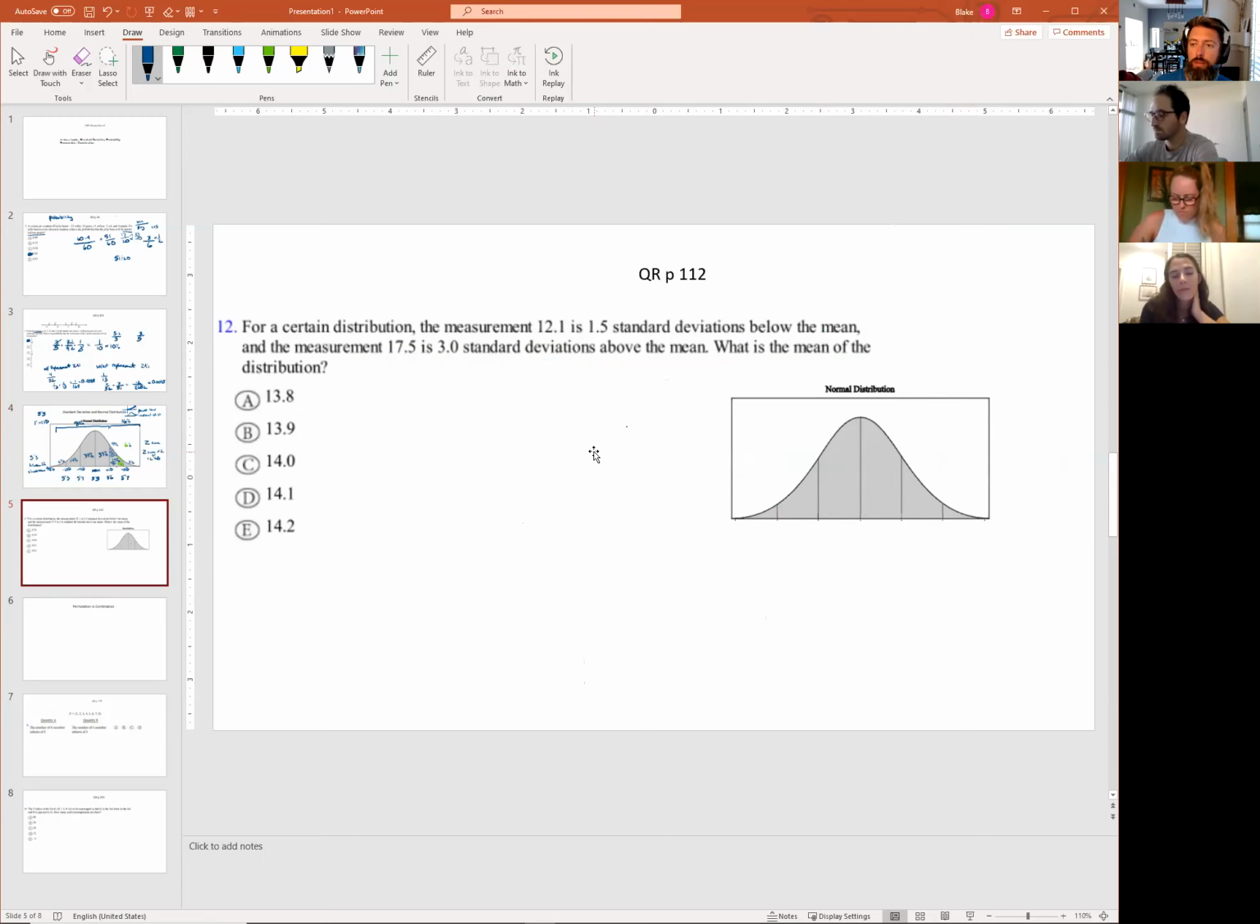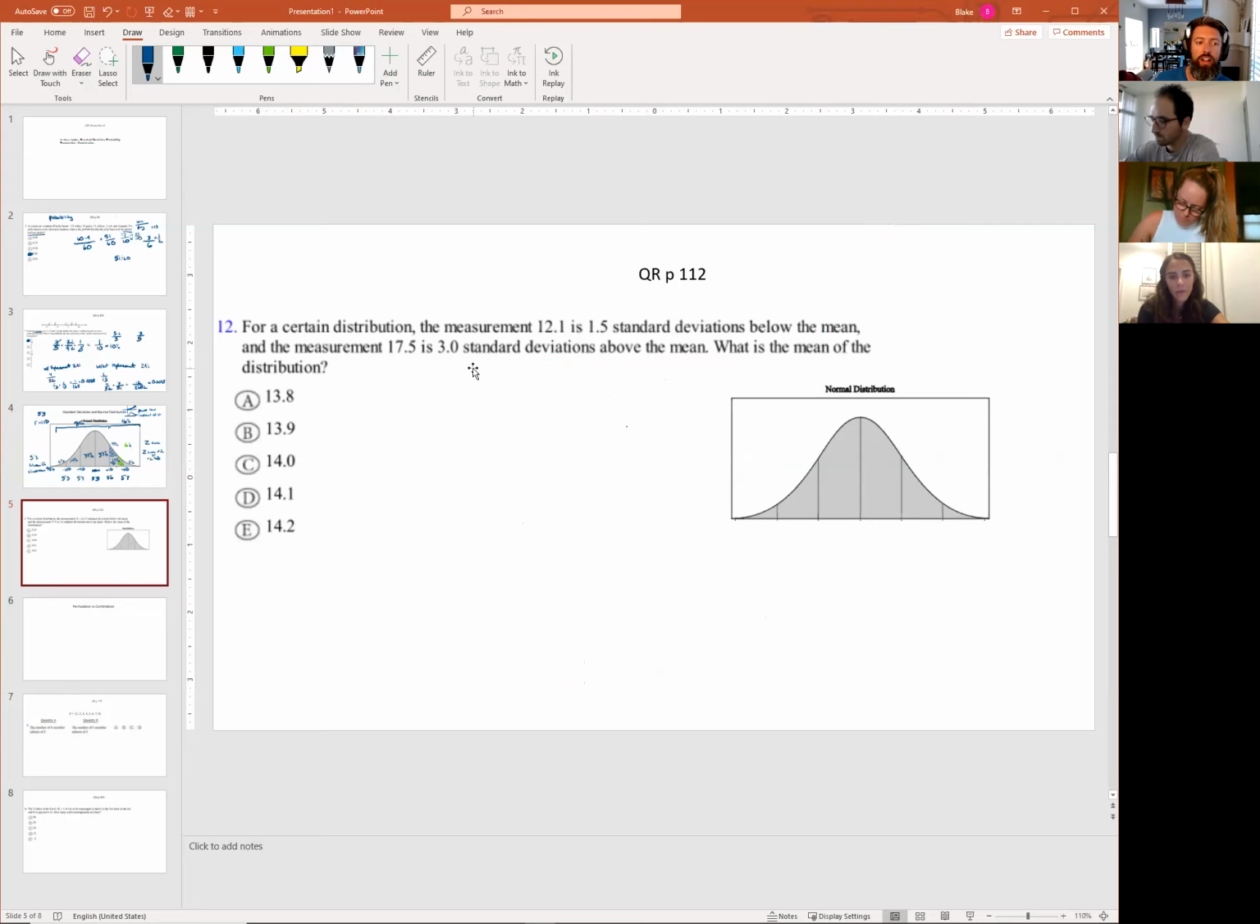Sometimes you'll get answer choices that are really close together like this, and then you really want to be precise. But I want you guys to get some practice using your intuition on this. So it's okay if you miss it, but I want you to build on that intuition a little bit.